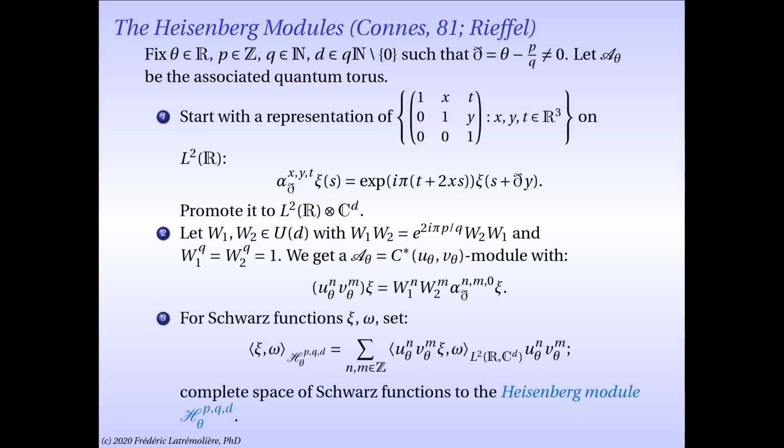It can then be checked that the space of Schwartz functions with value in C to the d is mapped to itself by this representation of the quantum torus restricted to polynomials in U and V. We then define an inner product with values in the quantum torus on the space of Schwartz functions.